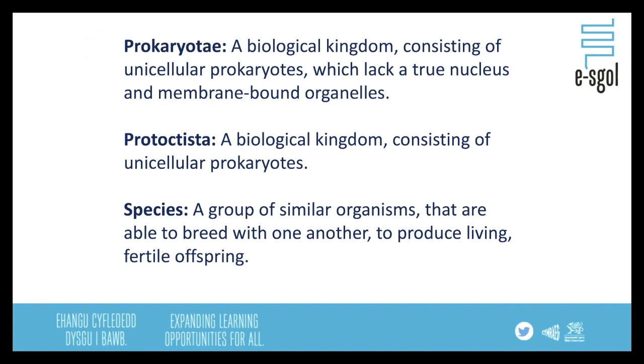Prokaryote. A biological kingdom consisting of unicellular prokaryotes, which lack a true nucleus and membrane-bound organelles. Protoctista. A biological kingdom consisting of unicellular eukaryotes. Species. A group of similar organisms, able to breed with one another to produce living fertile offspring.